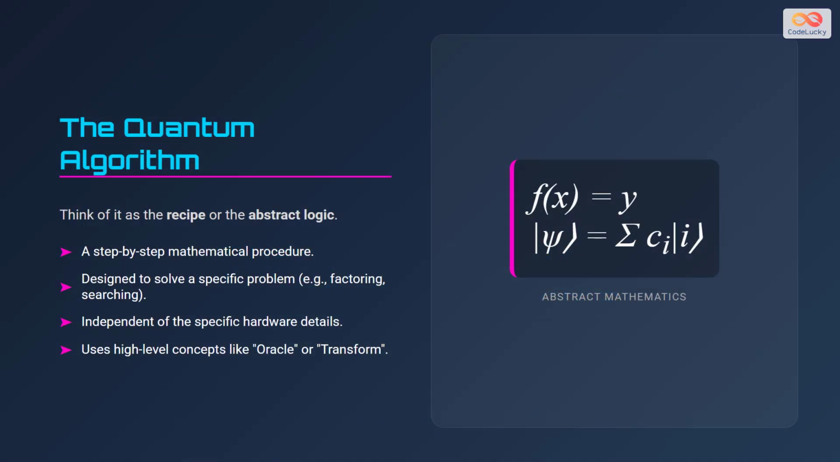First, let us define a quantum algorithm. Think of an algorithm as a high-level recipe. It is a mathematical procedure designed to solve a specific problem, like finding a number in a database or factoring a large integer. An algorithm exists in the realm of abstract logic. It uses concepts like oracles and functions without worrying about how the physical machine is actually built.